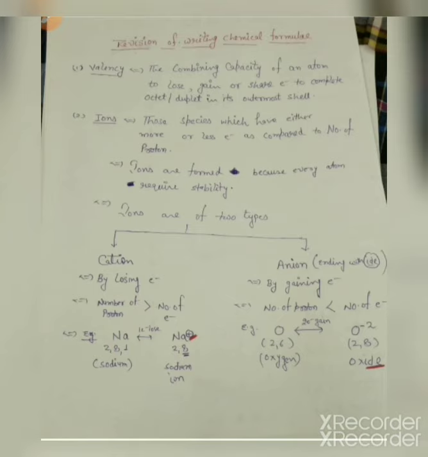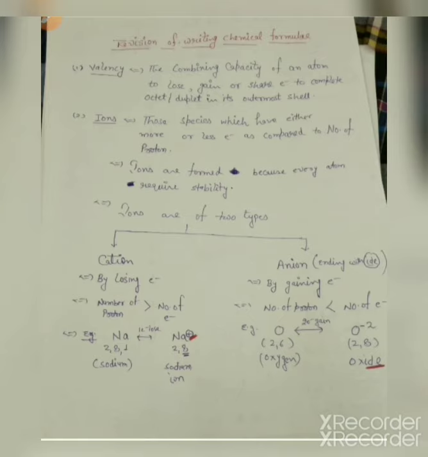In your previous class, you have studied that valency is the combining capacity of an atom to lose, gain, or share electron to complete octet. In case of hydrogen, it's duplet in its outermost shell. What are ions? Those species which have either more or less electron as compared to number of proton.